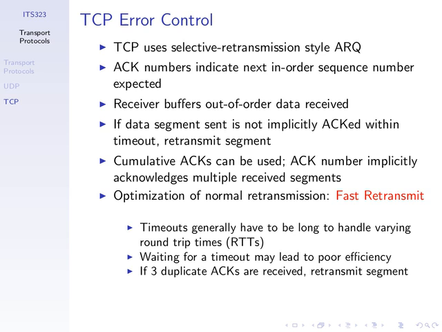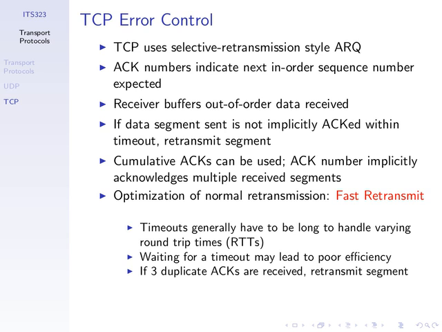TCP uses a selective retransmission style ARQ scheme. So we've covered this scheme before, where we can send a window size of frames. If one is lost, we'll have to retransmit that one. It's not go back n, where we have to retransmit all n frames. We only need to retransmit that one lost frame. ACK numbers indicate the next in-order sequence number expected. As we saw here, the acknowledgement number, we expect the next value 2301. That's what we've seen before.